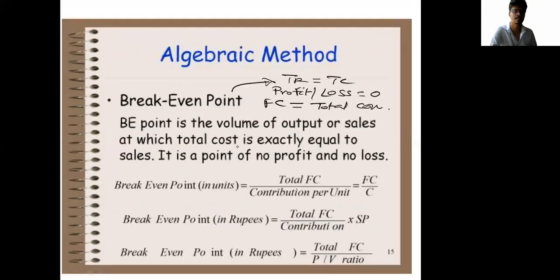Okay, so now let's see how to calculate this break-even point using the mathematical equations. First one, as you are aware, at the break-even point, fixed cost should be equal to the total contribution.